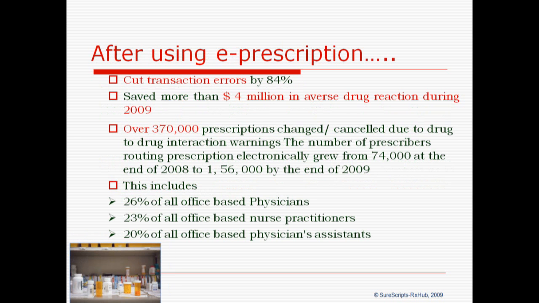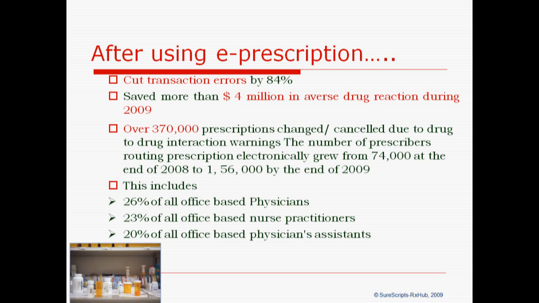Moving forward, what is the scene after using the electronic prescription? I have collected a few facts which will demonstrate the effects of using electronic prescription. The use of electronic prescription has cut the transaction errors by 84%. See, this is a drastic change. It has saved more than $4 million in adverse drug reactions during the year 2009. Over 370,000 prescriptions were changed or cancelled due to drug interaction warnings.